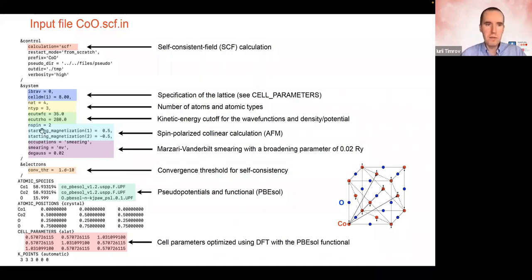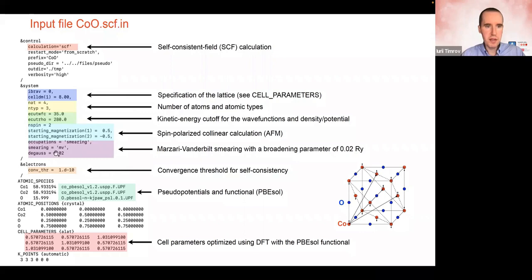That's why we use nspin equals 2 to tell the code that this is a spin polarized calculation. We set up starting magnetization for the first type, some value in the range from 0 to 1, let's say 0.5. And for the second cobalt, starting magnetization minus 0.5, something between 0 and -1. This tells the code that the first cobalt has initial magnetization up, and the second cobalt has initial magnetization down, as we want, because it's an antiferromagnetic material.